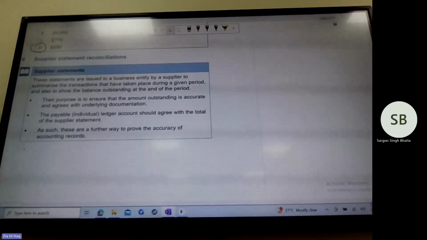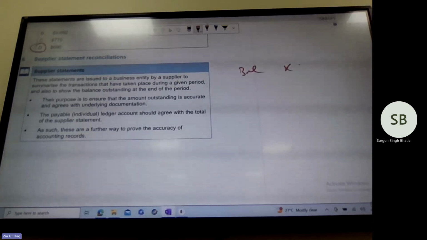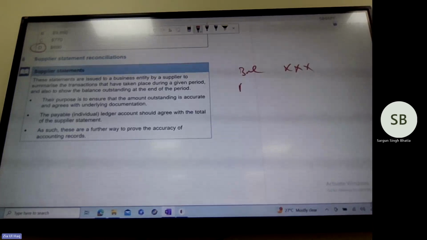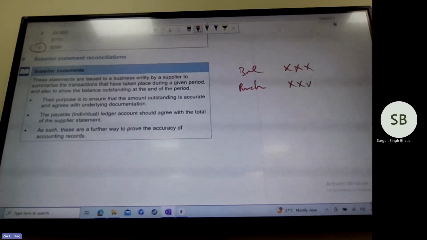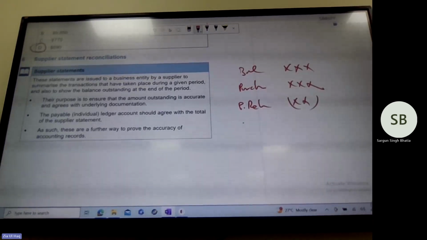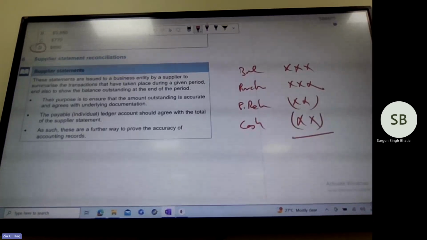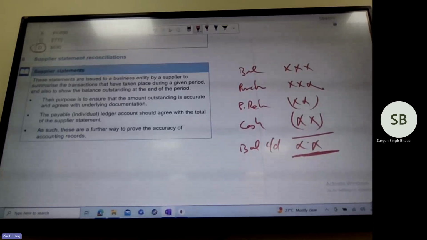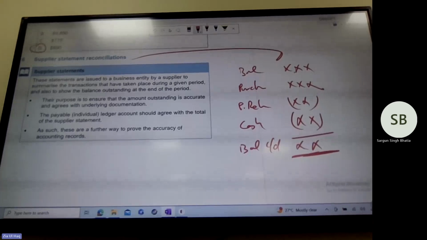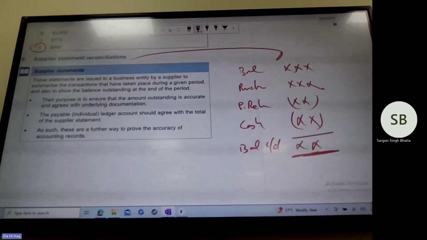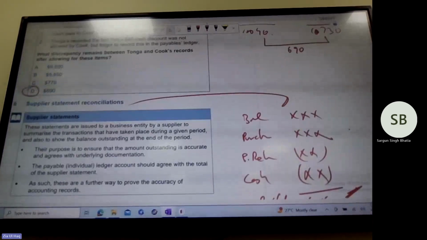What is a supplier statement? Every month the supplier sends us his statement: at the start of the month, this was the balance due. During the month, you make purchases of this, you make purchase returns of this, you paid cash of this, and this is your closing balance. That statement is called a supplier statement, which we need to compare with the supplier ledger in our account, to see whether the balance the supplier is stating is similar to our ledger balance or not. And this question was relating to this.